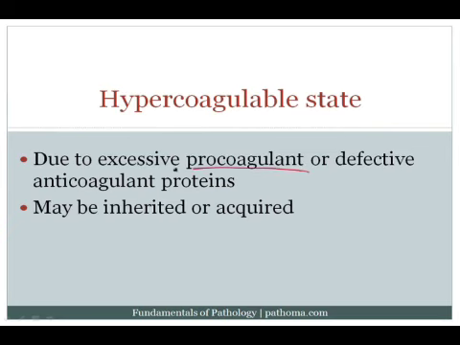So if we have too many procoagulant proteins, that will result in a hypercoagulable state, giving us a risk for thrombosis. And if we lack the anticoagulant proteins, that would also give us an imbalance, resulting in an increased risk for thrombosis. Now, of course, these disorders can be inherited or acquired, and we'll see that as we move forward.